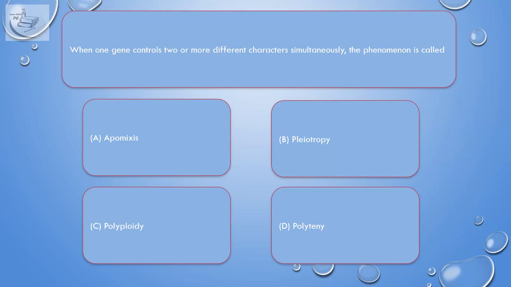Question: when one gene controls two or more different characters simultaneously, the phenomenon is called A. apomixis. B. pleiotropy. C. polyploidy. D. polyteny. Correct answer is B. pleiotropy.